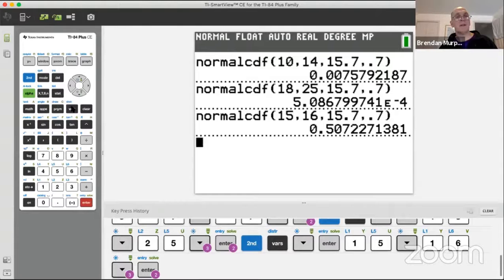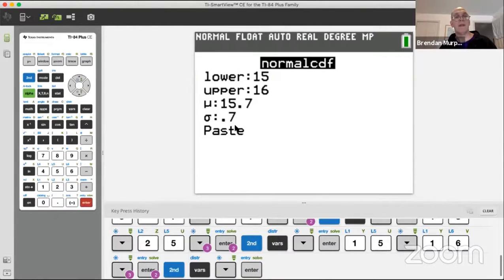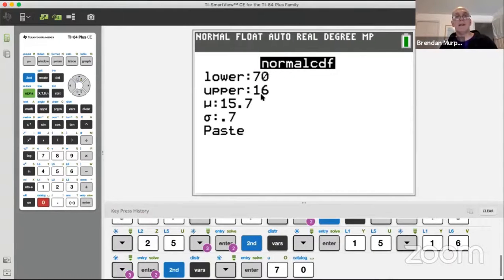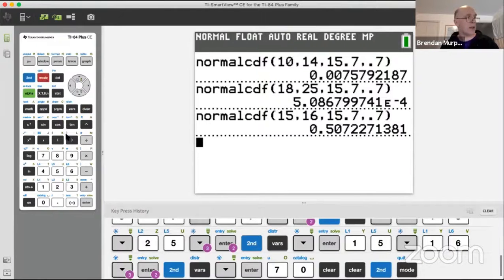So let's do normal CDF. I want to start at 70. No, let me just calculate the Z-score here. Sorry, I'm just going to calculate my Z-score here.